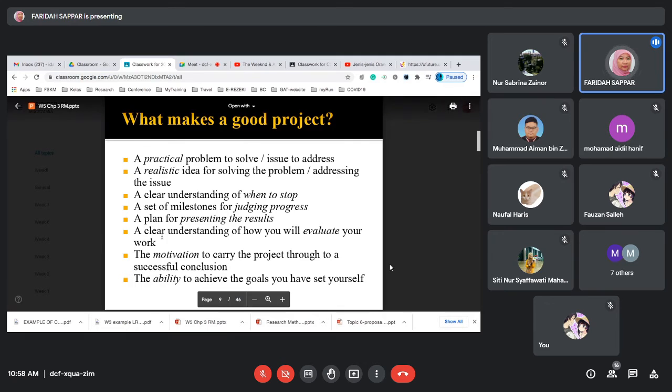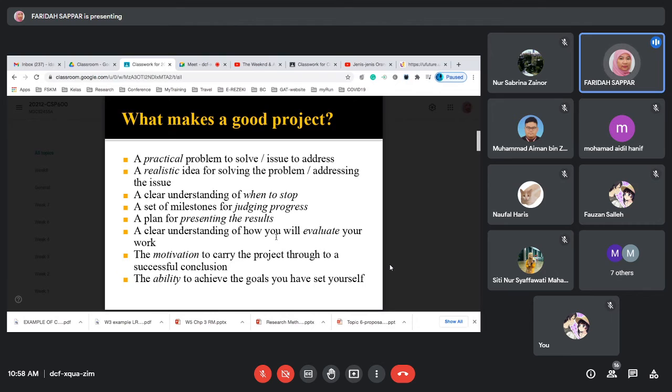Okay. A clear understanding on how you will evaluate your work. So this is supposed to be for your objective number 2, the evaluation on the analysis part. You follow proper guidelines, and you have a benchmark of how other people did it, and then you just follow that particular benchmark. It will be important, so you have evidence.